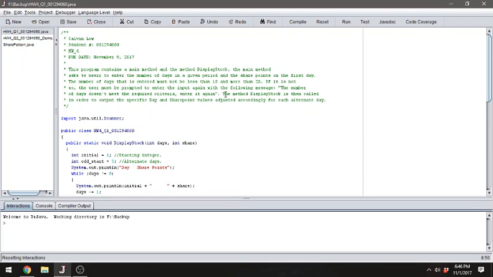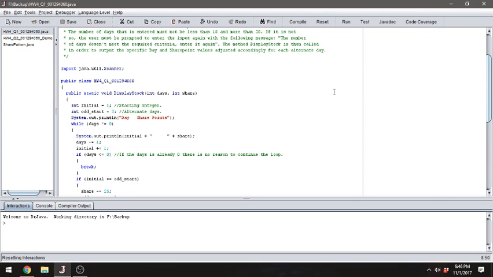Enter it again. The method display stock is then called in order to output the specific day and share point values adjusted accordingly for each alternate day. So let's run this.